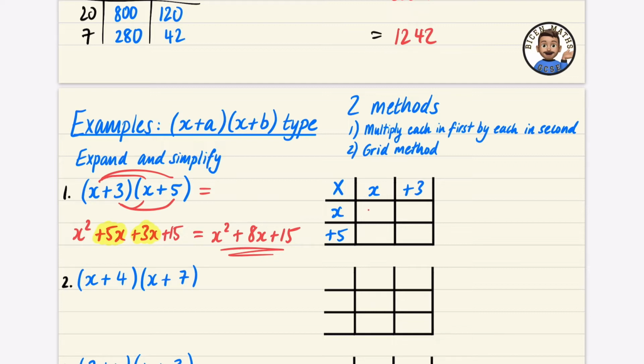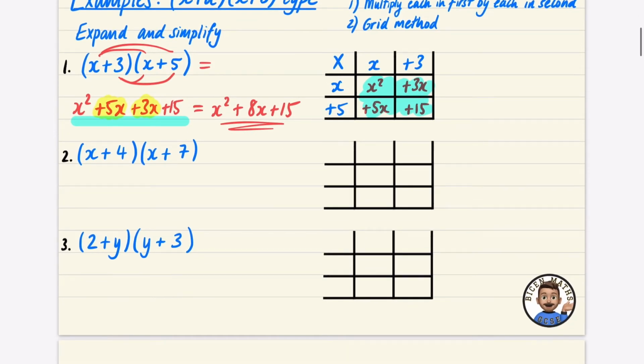So when I fill in the gaps, x times x is x squared, x times 3 is 3x, x times 5 is 5x, and it's a positive 5 times a positive 3, which is positive 15. And then what you can see is that these things that we have here are identical to these ones that we have, so you end up with the same answer.